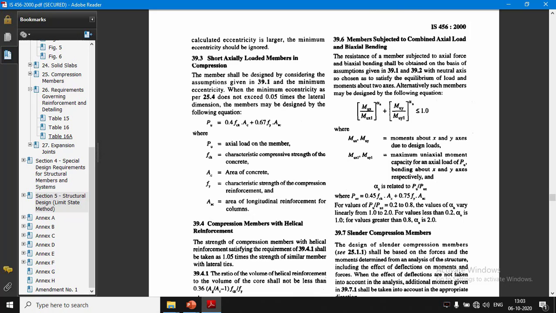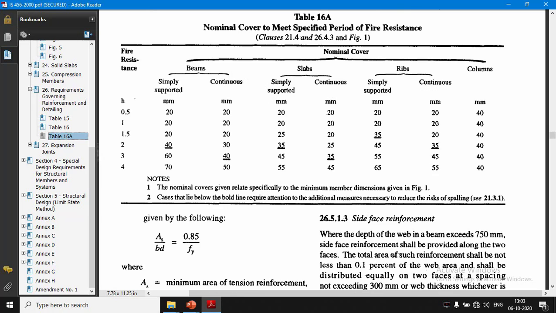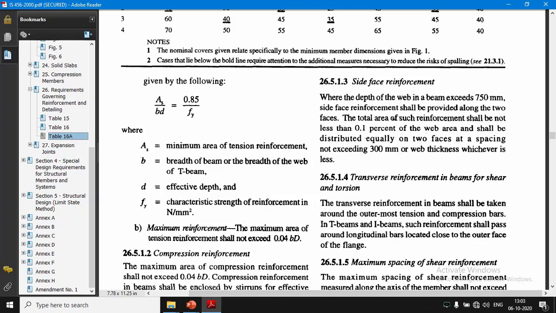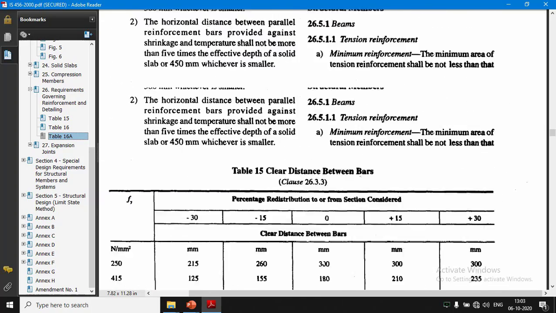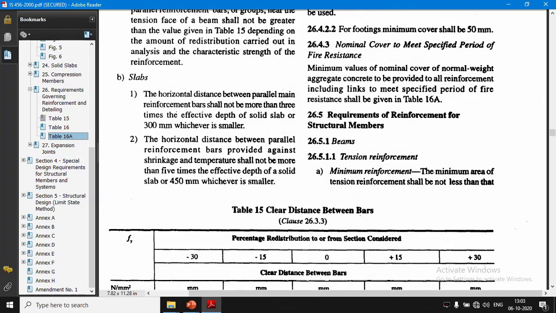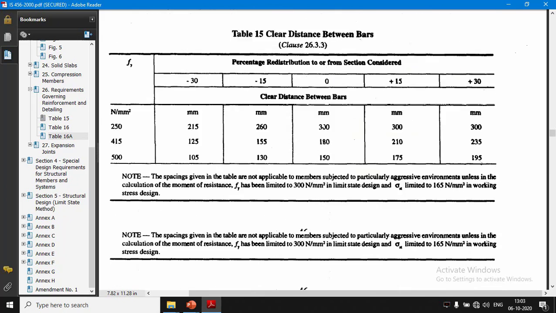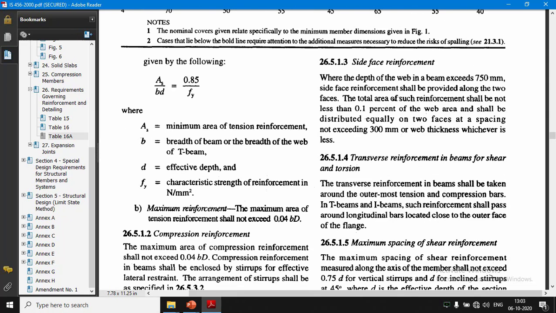So let me show you now what all things we have covered. So this we have seen. Then next is 26.5.1. Here they have given, you can see 26.5.1, the requirement for the reinforcement for structural members. This is regarding beams, tension reinforcement. What is the minimum reinforcement?